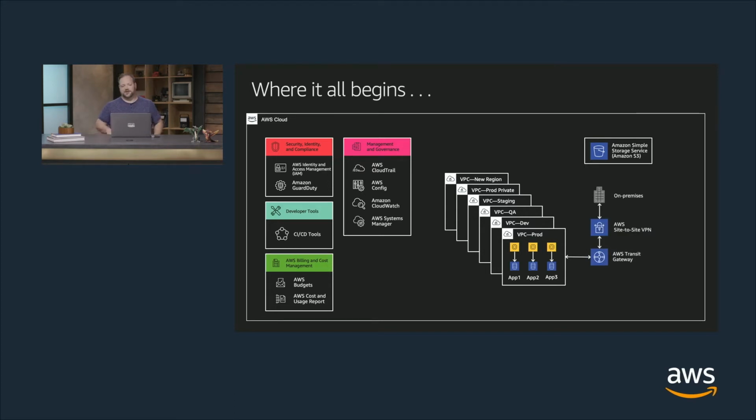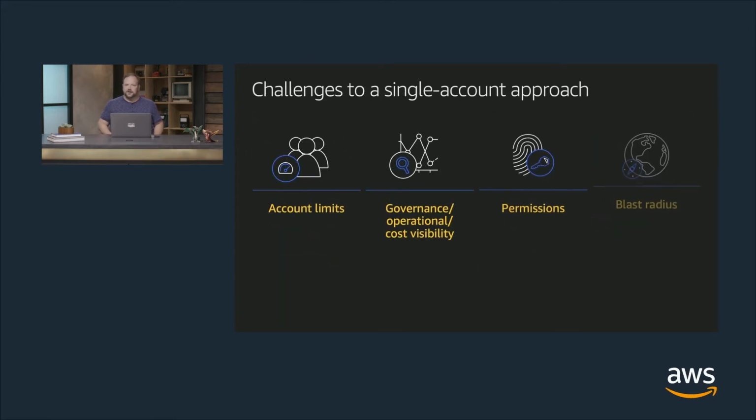So we place in a transit gateway and site-to-site VPN back to our corporate data center. So now we have wonderful continuity across the entire system. Everything can communicate, and we're all wonderful. We're all happy in our huge enterprise here. What could go wrong? Well, there are challenges to a single account approach.